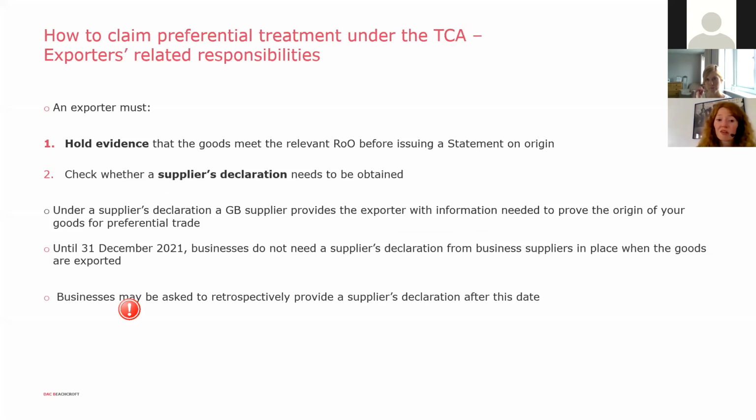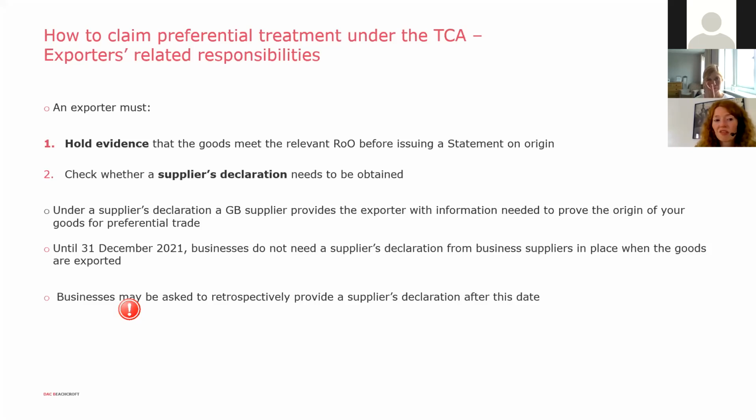So what is a supplier's declaration? Reminder, that's a declaration where a GP supplier provides the exporter with information needed to prove the origin of goods for preferential trade. As we might know, at the moment we still have a grace period for this until the end of December from both sides. So there is no need to provide a supplier's declaration right now. But that might be required retrospectively, or will certainly be required retrospectively. So something to be aware of. So holding evidence, checking whether a supplier's declaration is needed.